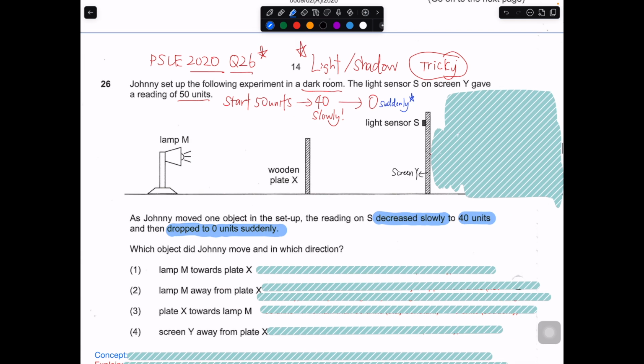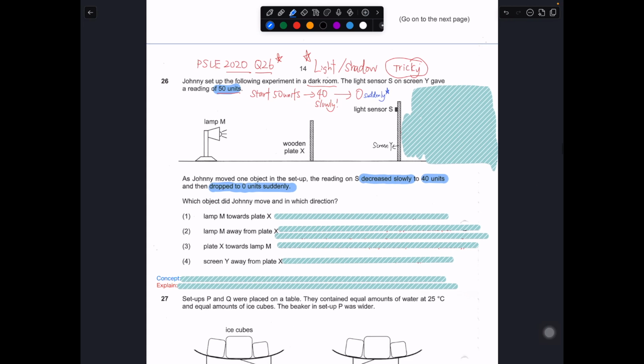Okay, so at first we start with 50 units. Then they ask you which of the objects did Johnny move, in which direction, such that we can achieve this: 50, 40 slowly, 0 suddenly.